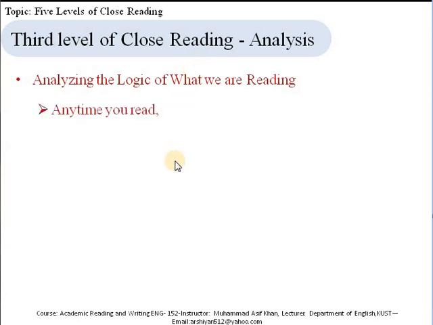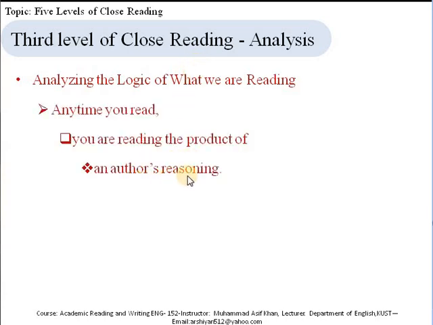And we see that in the third level, we analyze the logic of what we are reading. Anytime we read, we are reading the product of the author's reasoning. The piece of writing before us is basically the product of the author's reasoning: the author is explaining something, or presenting his argument or thesis. So we are reading the product of an author's mind.